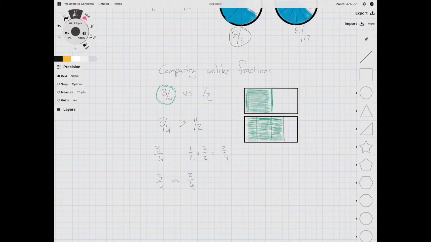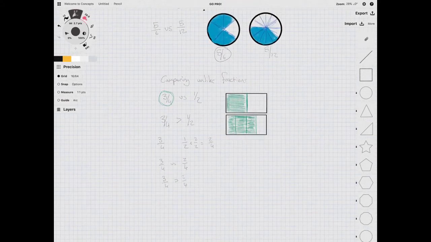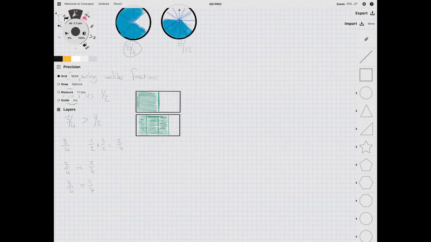So now 3/4 versus a half, which one of these is bigger? Well, they've got the same denominator. I compare the size of the numerators. All right, 3 is definitely bigger than 2, so I know that 3/4 is greater than 2/4. All right, so that's a good start. Let's move on to a different example.